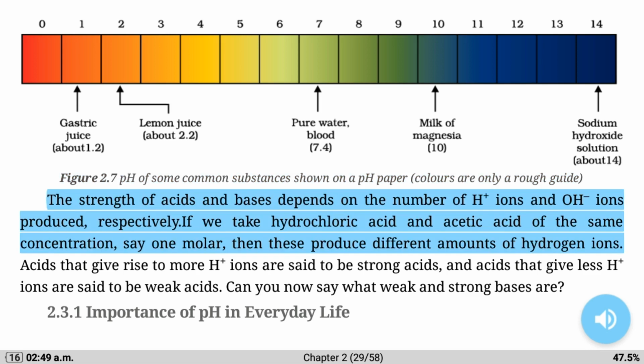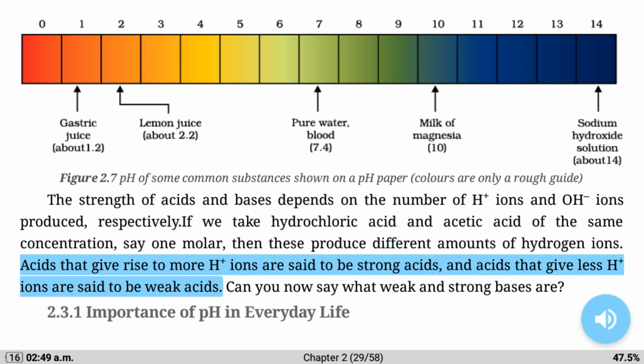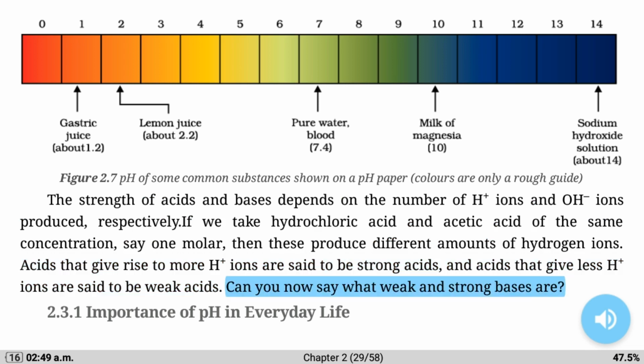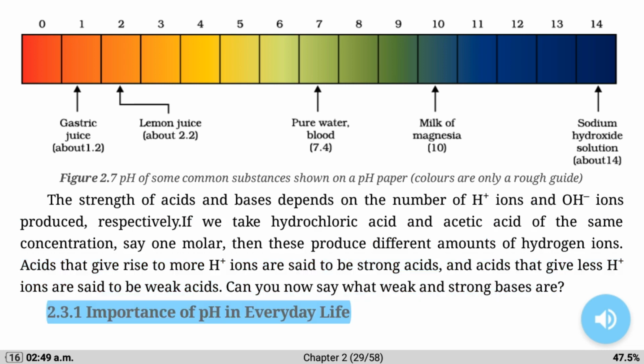The strength of acids and bases depends on the number of H+ ions and OH- ions produced, respectively. If we take hydrochloric acid and acetic acid of the same concentration, say 1 molar, then these produce different amounts of hydrogen ions. Acids that give rise to more H+ ions are said to be strong acids, and acids that give less H+ ions are said to be weak acids. Can you now say what weak and strong bases are?